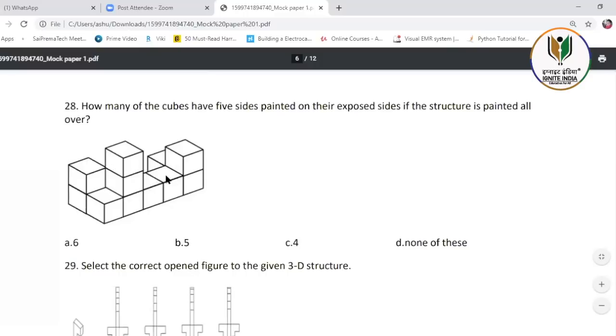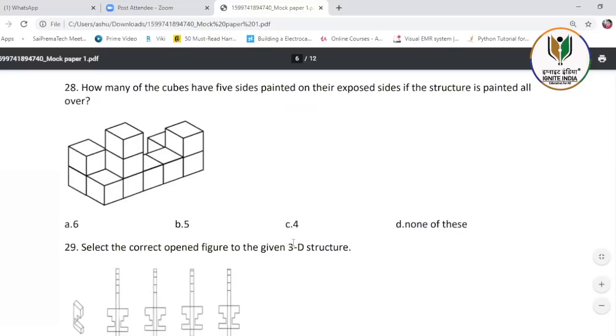Consider other ones. This is attached on this side and this side. So only 4 parts are remaining. Same with this, same with this also. So the only one remaining is this one, the projecting one which will be attached only by one side on this side. So it will be 1, 2, 3, 4. There are 4 cubes which have 5 sides painted.